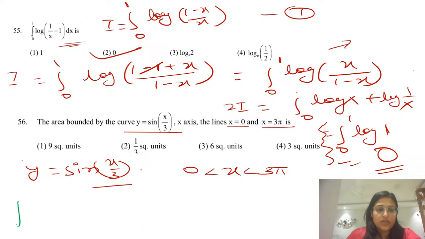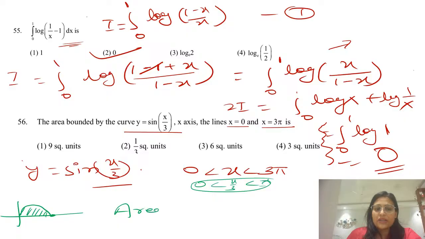Just try to imagine. Since x is given from 0 to 3 pi, when I divide both sides by 3, x by 3 is nothing but 0 to pi. So we don't have to go beyond that and multiply by 3 and all. I know that we have to find the area of this thing only. Correct? So I can just directly write the area.